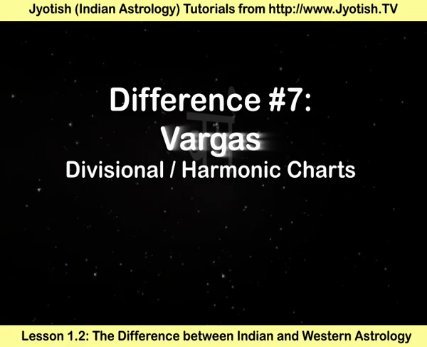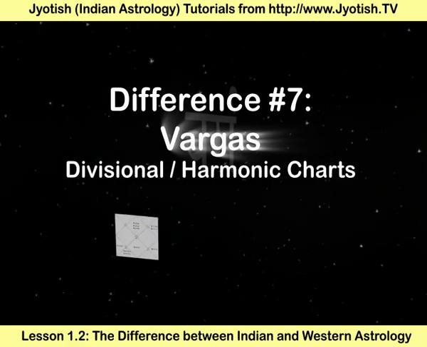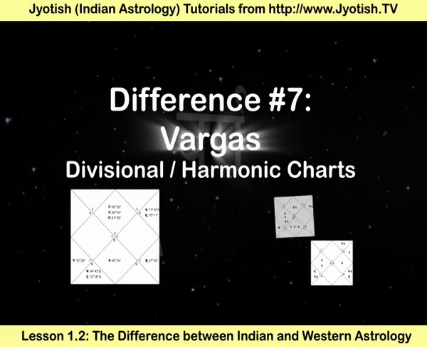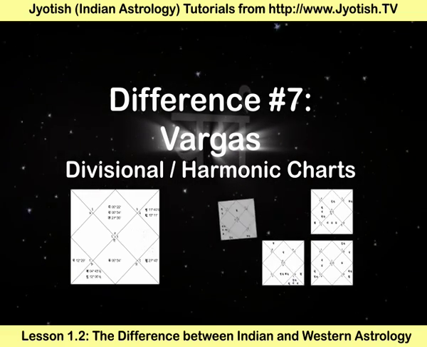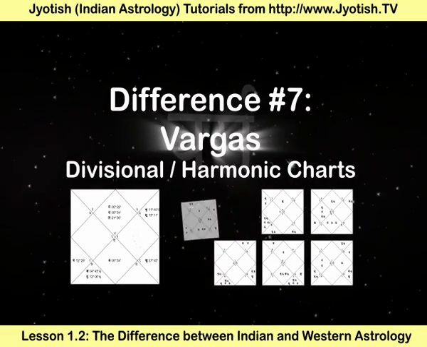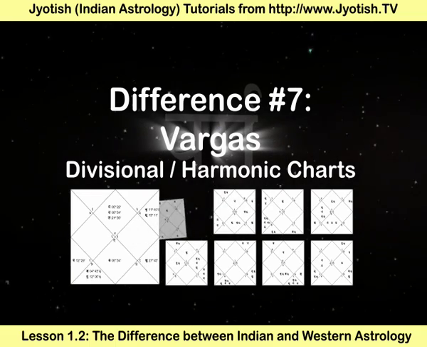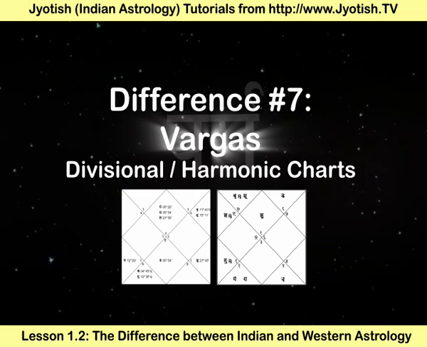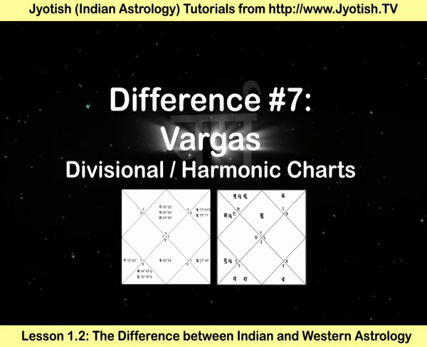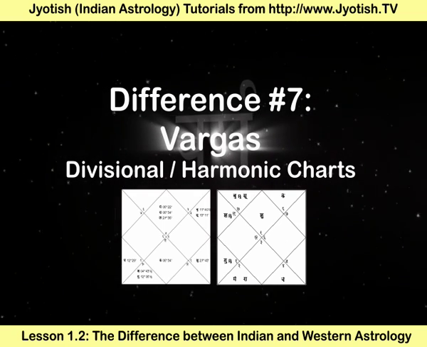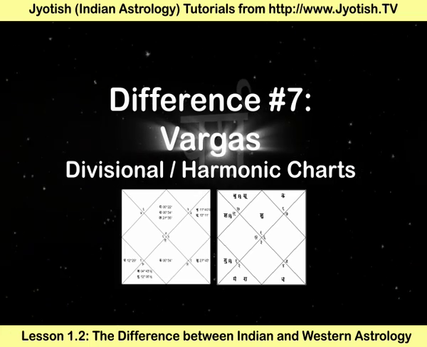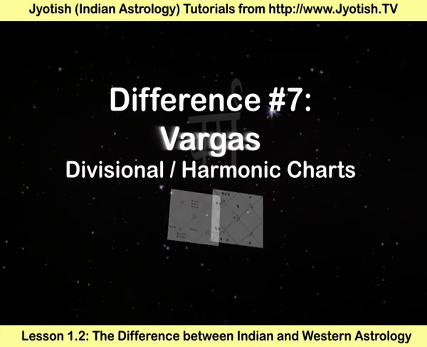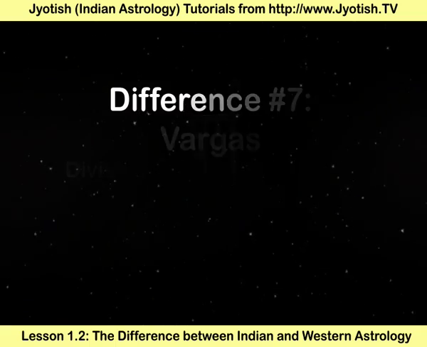Difference number eight, Varga, divisional or harmonic charts. Vargas are mathematical subdivisions of the signs, and they form their own charts. They are very important in Jyotish. One of the Vargas, the Navamsha, or the 9th division, is commonly considered as important as the birth chart itself. This principle is almost the same as harmonic charts in Western astrology, but very few Western astrologers use them or give them the same weight as Jyotish does.